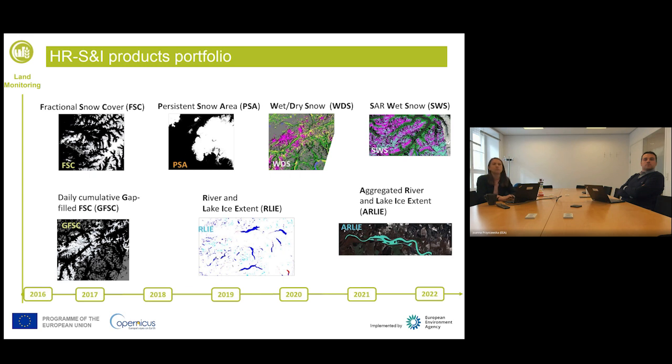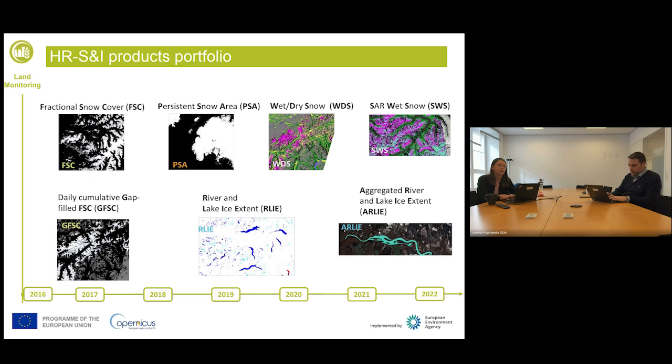We have 2 snow state conditions products: the wet dry snow product that differentiates the snow state condition between wet and dry, and the SAR wet snow product that provides information on the wet snow extent in the high mountain areas. There is also the persistent snow area product that is produced on a yearly basis and provides the extent of a persistent snow cover, so snow cover that is present throughout the whole year.